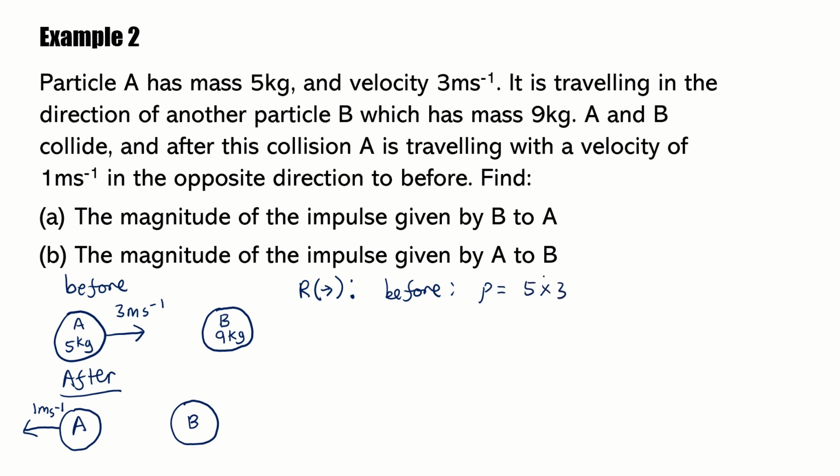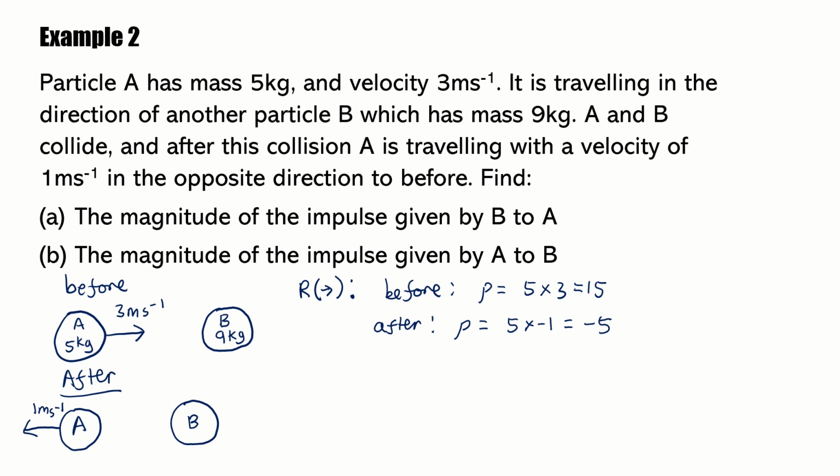5 times by positive 3, because I've said to the right is my positive direction, which is 15. Whereas after the collision, the momentum for A is now going to be 5 kilograms, now times by negative 1, because the velocity is now going in the opposite direction to the positive direction. So that comes out as minus 5.